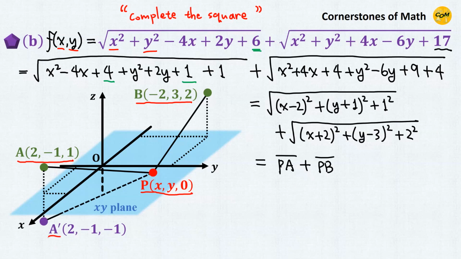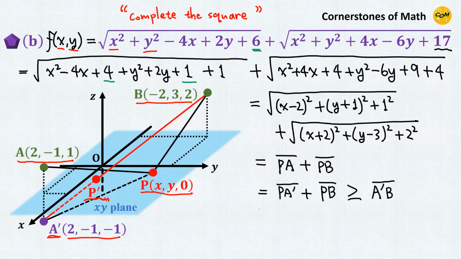We take this symmetric point A prime with opposite sign for z, which means A prime is (2, minus 1, minus 1). Then we connect A prime and B with a line, which gives this point P prime as the intersection point with the xy plane. Then by the same process as the previous problem, the minimum value of f(x, y) is given as the length of the line segment A prime B, which corresponds to the case where this P is at the location of intersection point P prime.